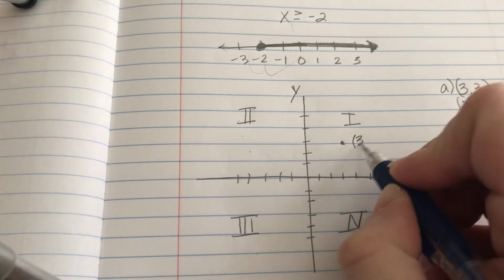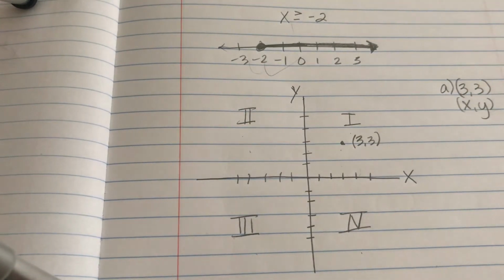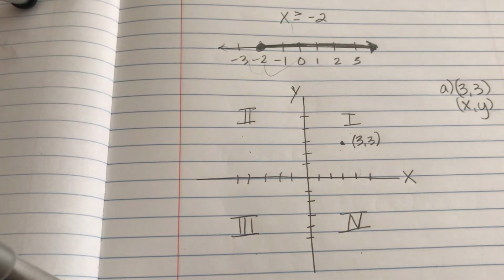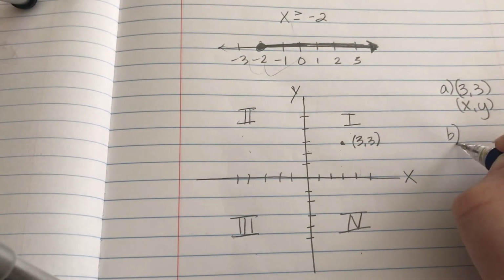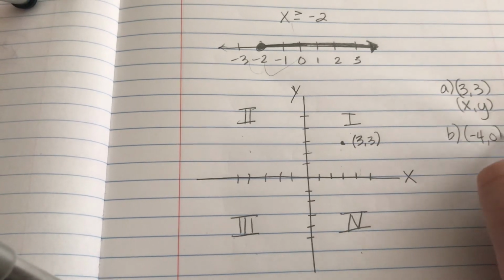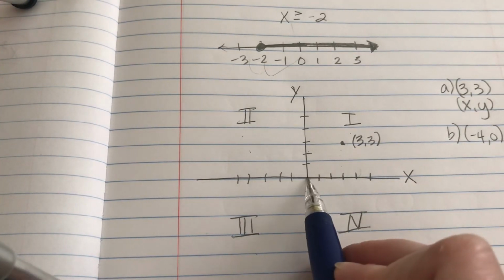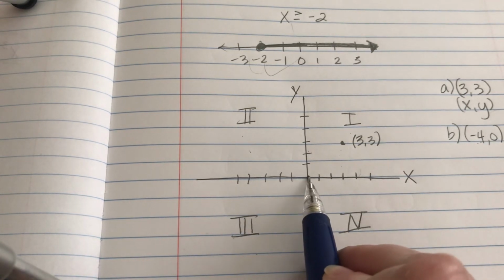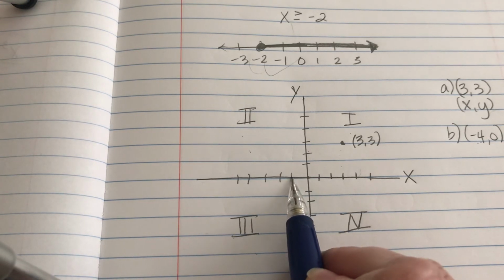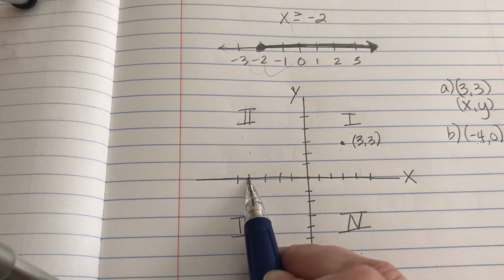And it's often nice to write right next to your point that ordered pair so you don't forget what you marked there. So let's say in problem B, we're doing -4, 0. Because our x value is first, we're going to do our left-right movement first with our -4. Starting here at 0, 0, I'm going to move -1, 2, 3, 4.